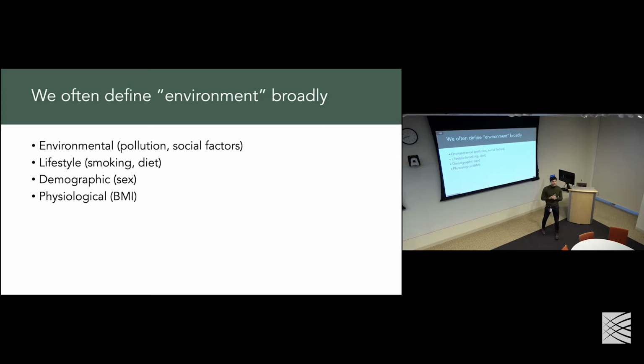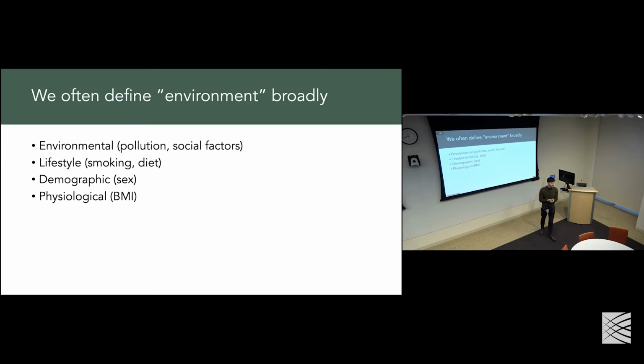We often define environment kind of broadly in the G by E world. There's a lot of different terminology that's thrown around. Some people like to specifically use gene covariate interactions because environments can imply specific things. But often, whether we call it gene environment, gene covariate, et cetera, we could be looking at anything from a proper environmental variable, pollution, social factors, to lifestyle, behavioral variables, demographic variables, and even physiological traits like BMI.